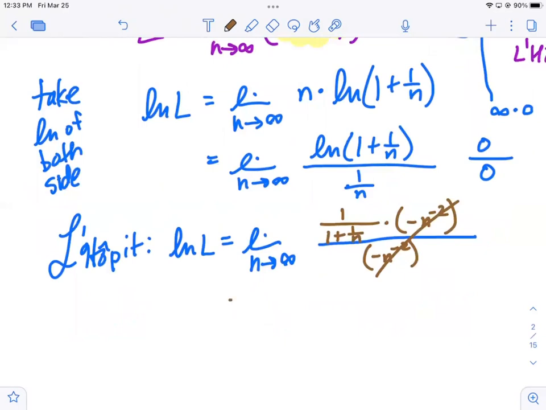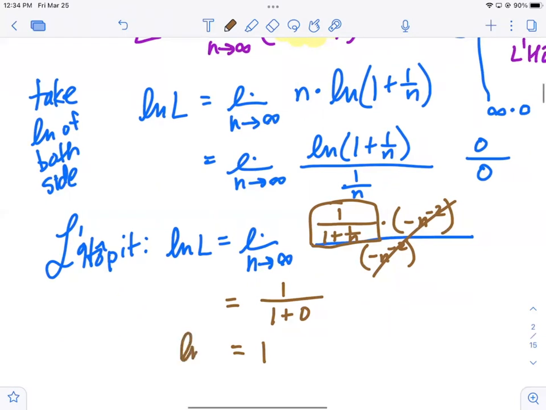And now if I plug in to what's left, this is all that's left. I get 1 over 1 plus 1 over infinity, which is 0. And that equals what? 1. Now, you've got to be careful because this would be a great multiple choice question. And guess what answer choice A would be? 1. Well, that's not the answer because 1 is equal to the natural log of L.